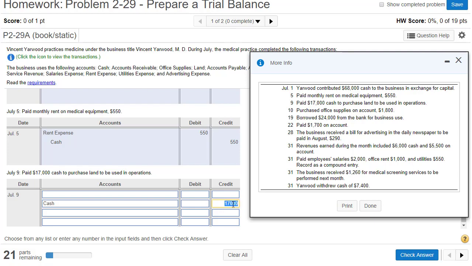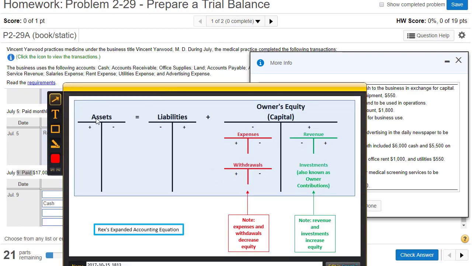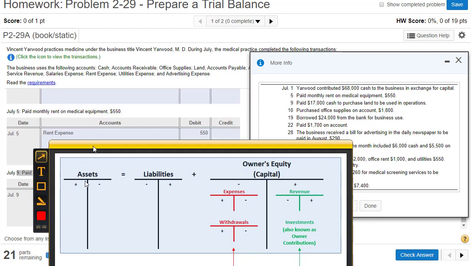Now we need a $17,000 debit. And what are we getting out of this transaction? We're getting land. And land, of course, is going to be an asset, and we have more land, so that's going to be the debit because the land account is going up.